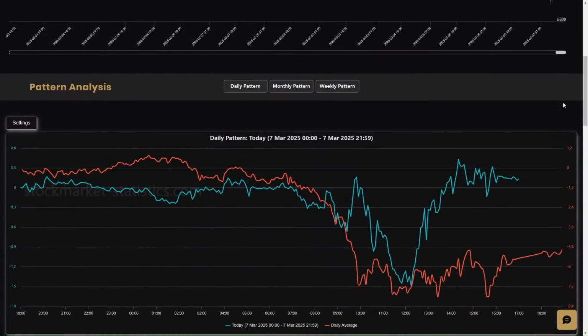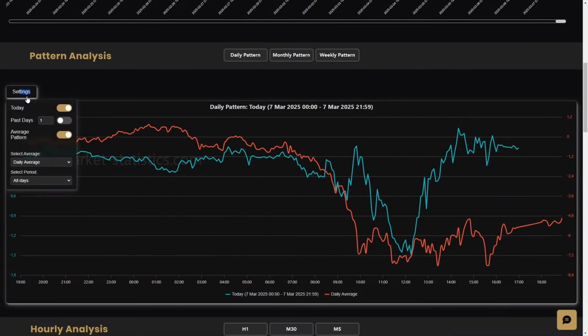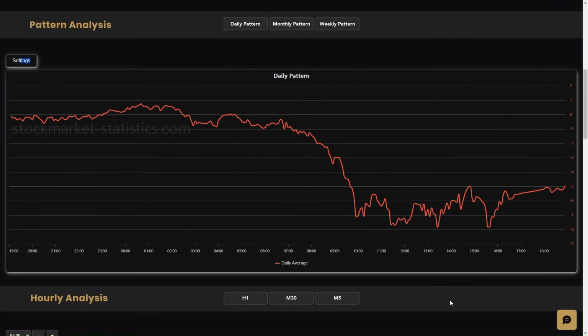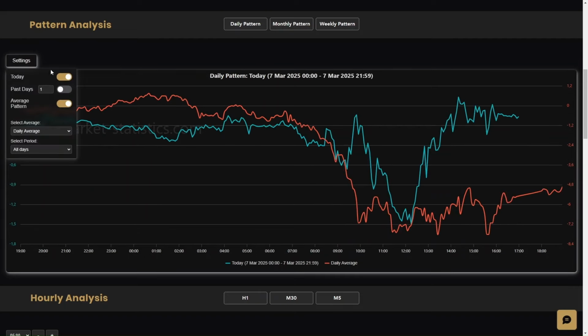Now, the orange curve shows us the average pattern of the most recent period. The system automatically calculates how the market has been moving on average during this period, dynamically and intelligently updating this trend day by day. You can observe that, on average, in recent times, the market tends to drop around the Wall Street opening. Now, let's overlay the current day's performance onto this chart.